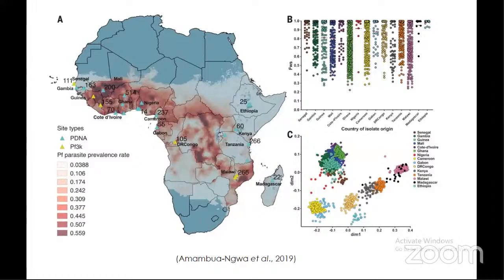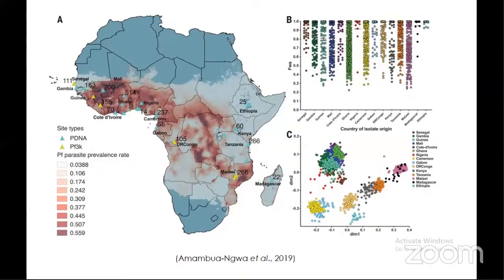So it will be interesting to see how these differentiations might be looking at this project's antigens, that is the PFS230 and PFS48/45.